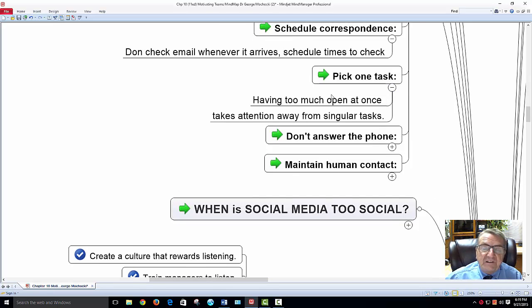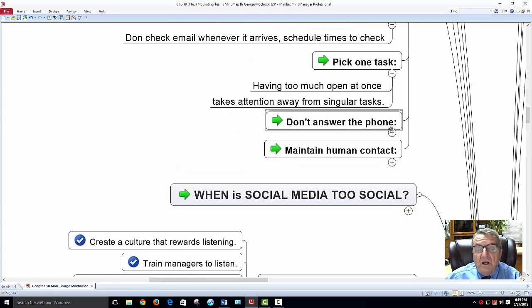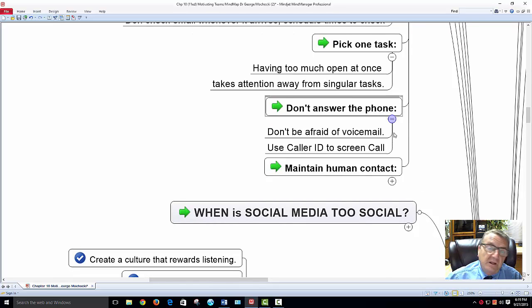Okay, pick one task. Having too much open at once takes attention away from singular tasks. Try not to do everything else. Work it through. Don't answer the phone at certain times. In the morning, this is my blacked out time. Unless it's an emergency, I tell customers they can always reach me, but I give them a time. From 10 to 12, I'm always in my office, no matter what. Other times I'm in the field, with a customer or client, teaching a class, or doing something else. So here's the time you can reach me.